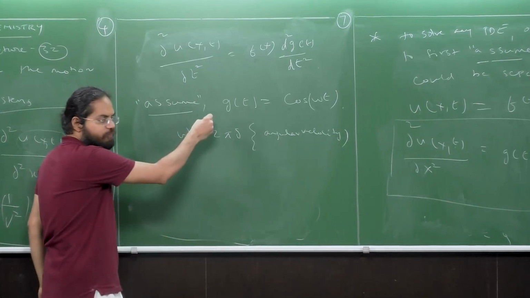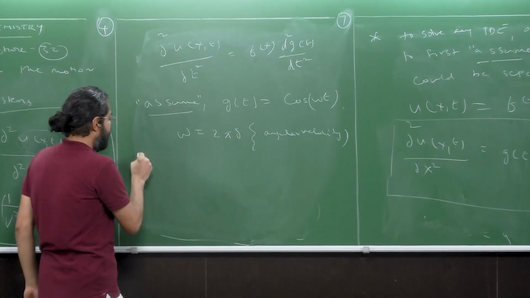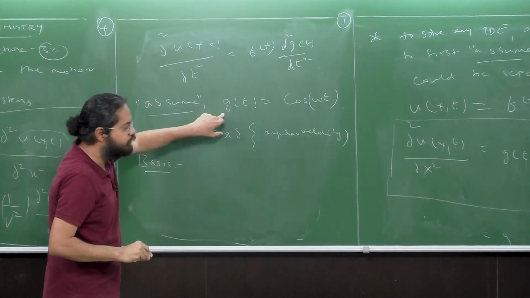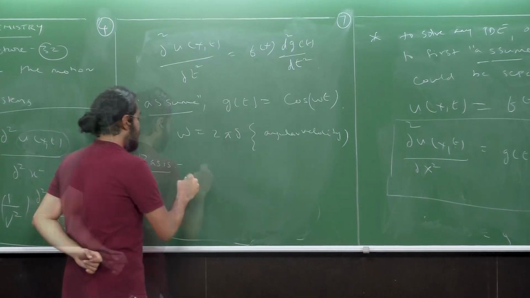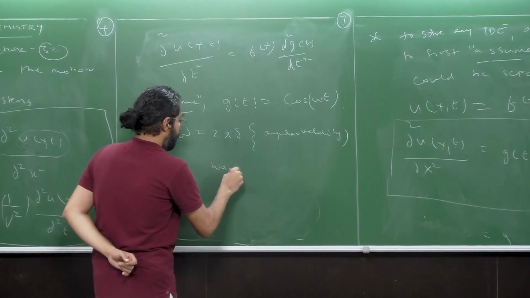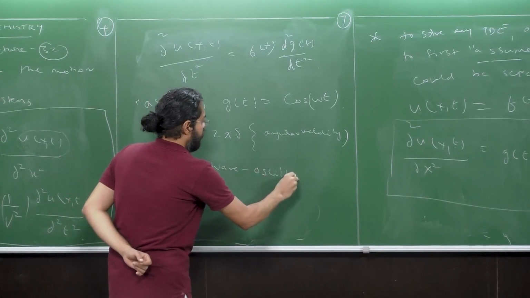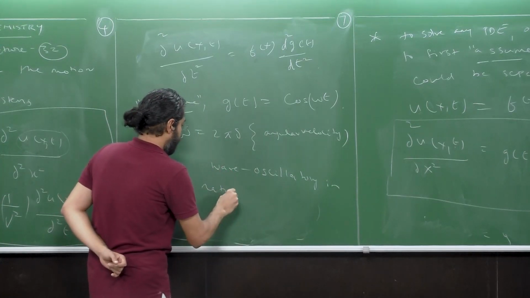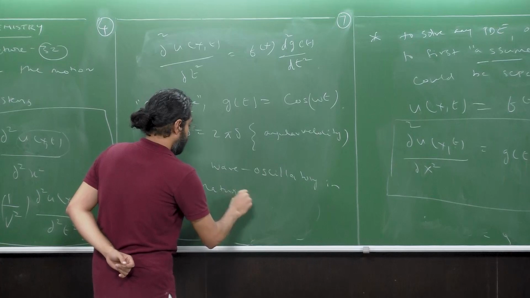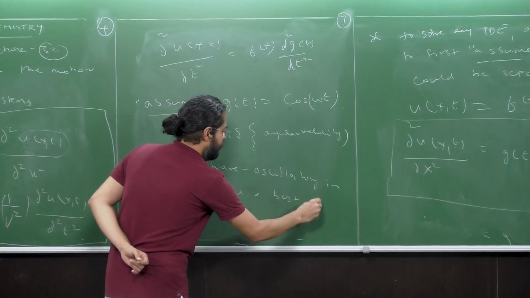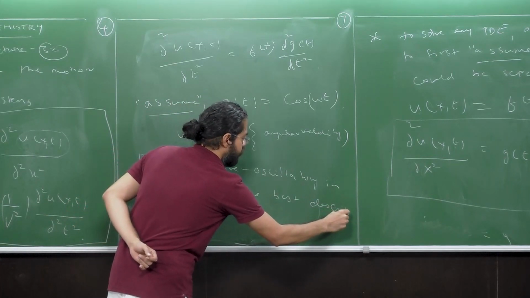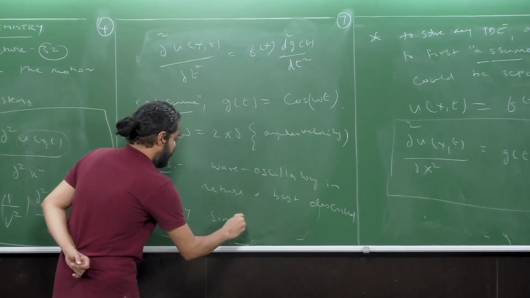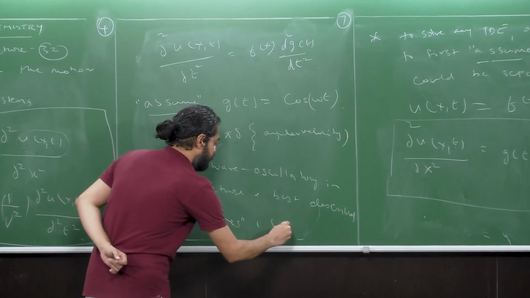And so the basis for this assumption is that the wave is oscillatory in nature and best described by sines and cosines.